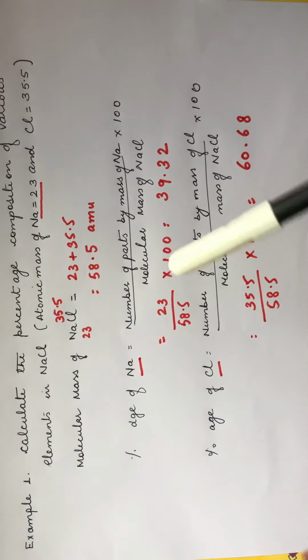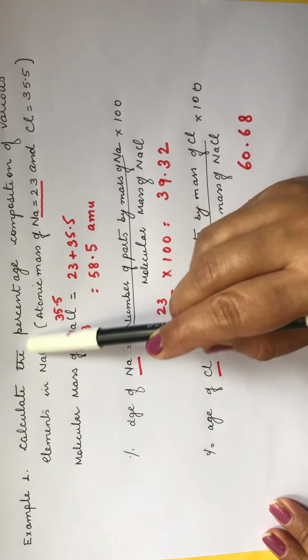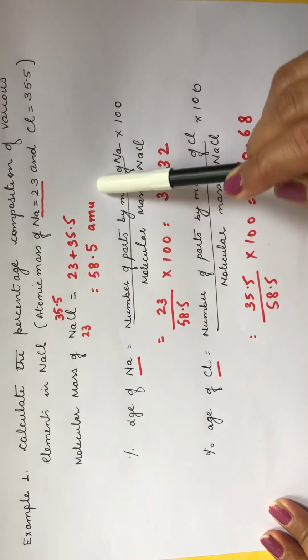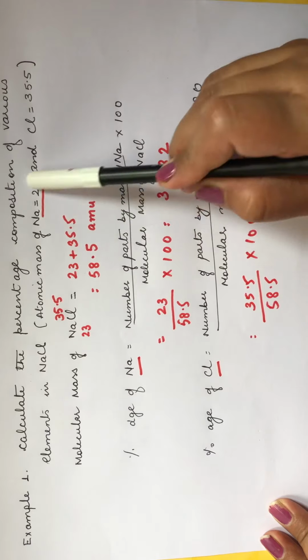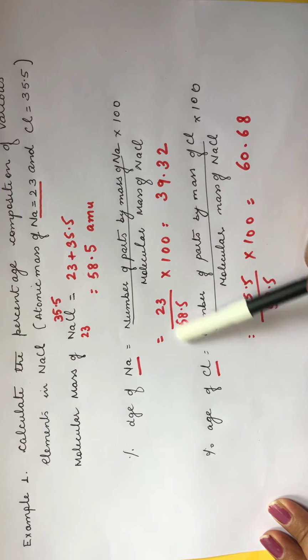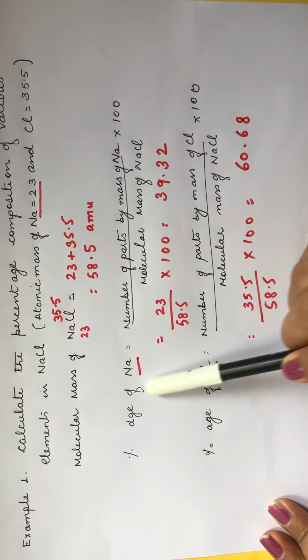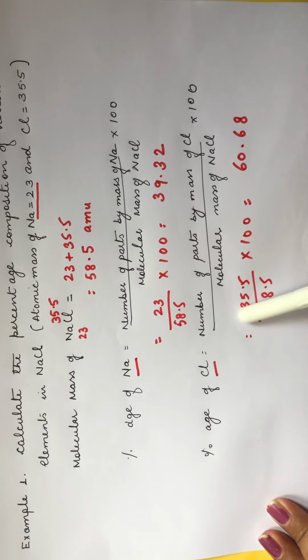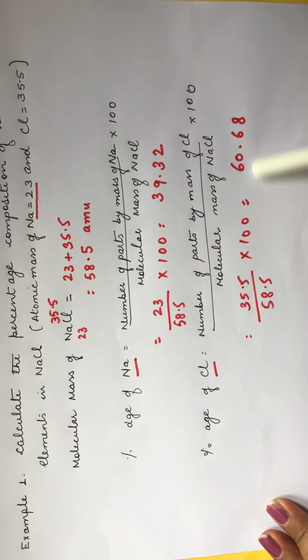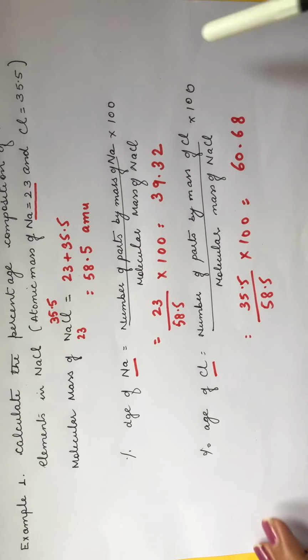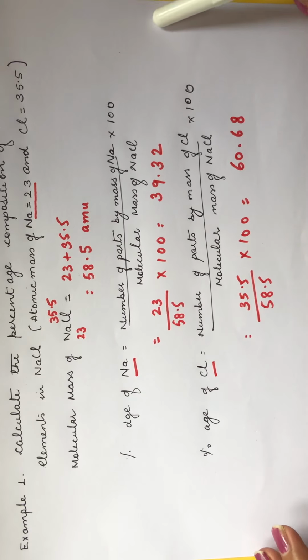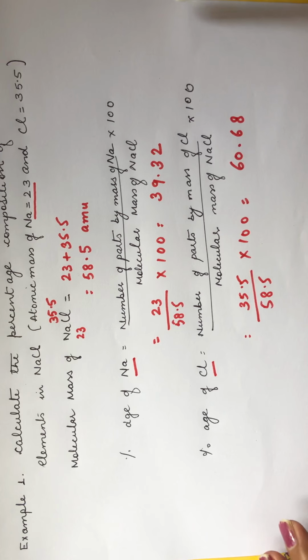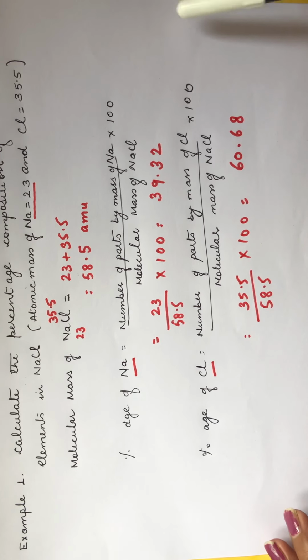First of all, we have to calculate the molecular mass of the compound, that is the total mass. Then the atomic mass of that element divided by the total mass into 100 is the percentage of sodium, and the atomic mass of chlorine divided by the total mass into 100 will be the percentage of chlorine. This is all about atomic mass, molecular mass and the numericals based on percentage composition.